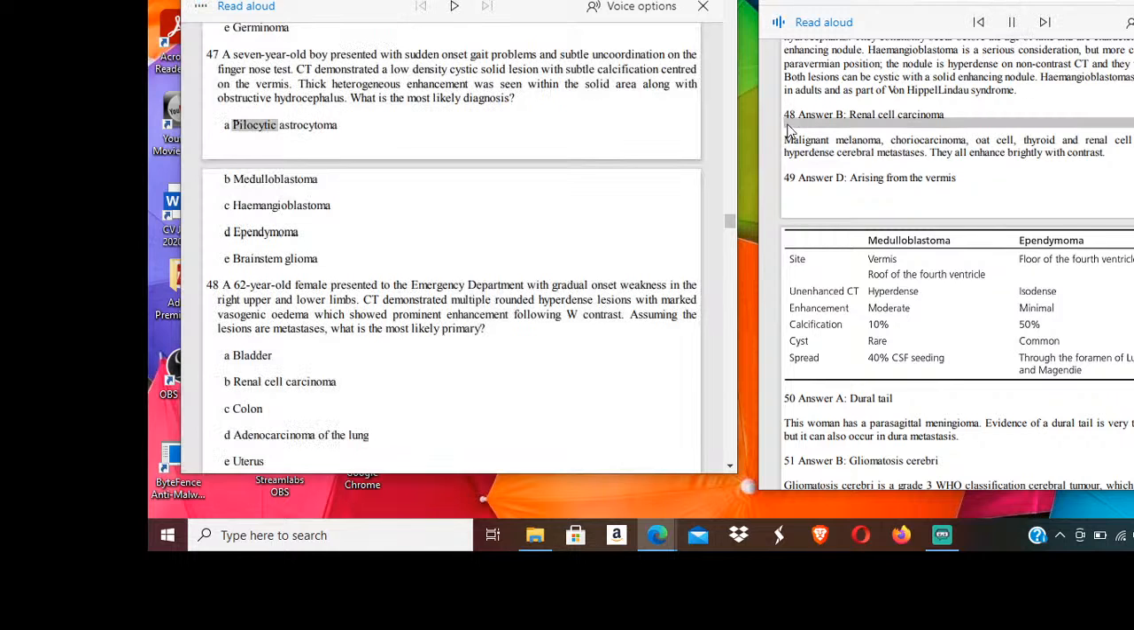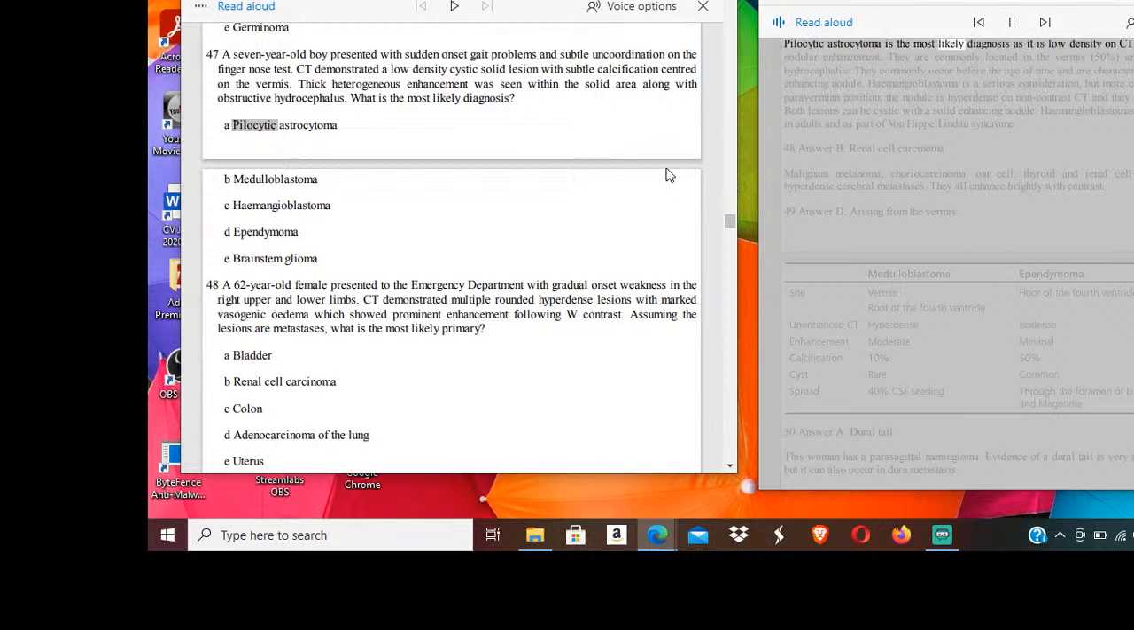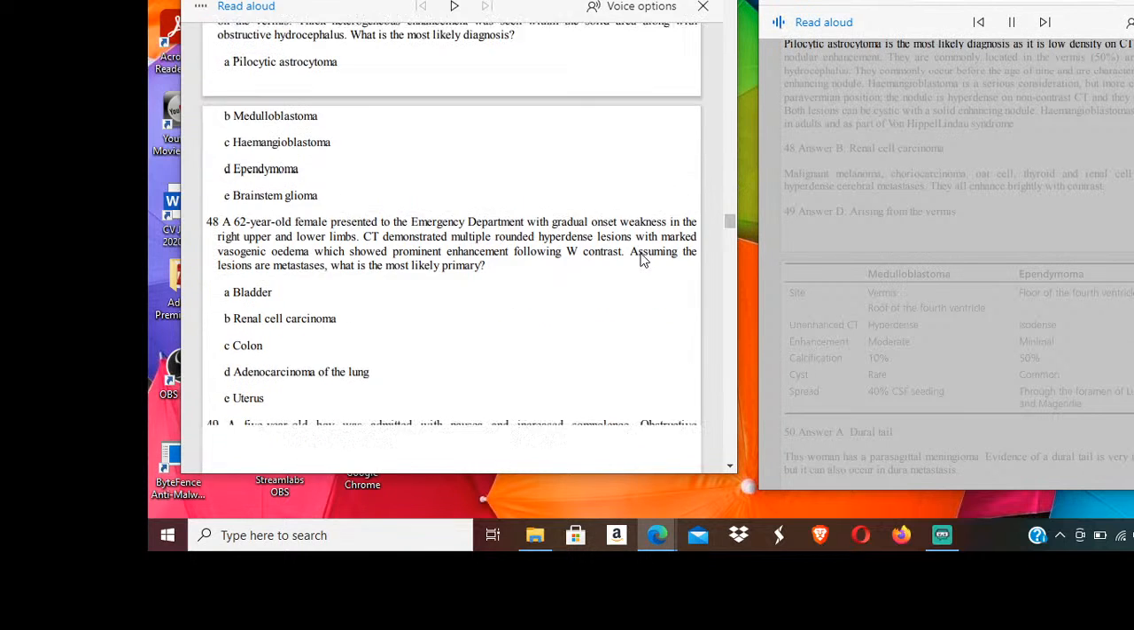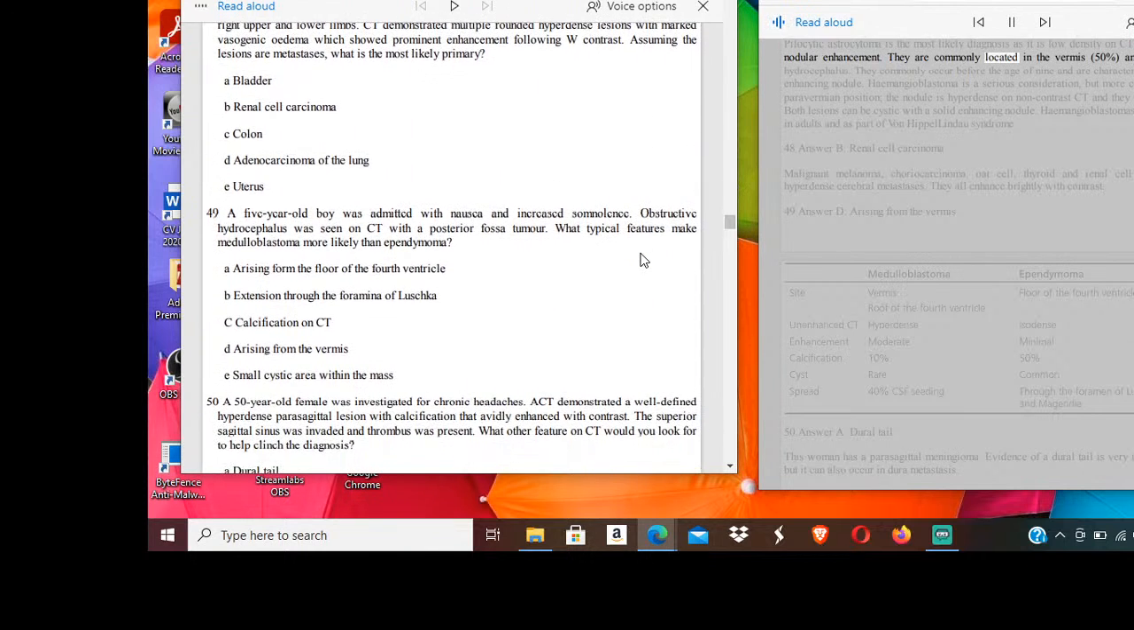A. Pilocytic astrocytoma is the most likely diagnosis, as it is low density on CT with calcification and nodular enhancement. They are commonly located in the vermis, 50%, and are complicated by hydrocephalus. They commonly occur before the age of 9, and are characteristically associated with an enhancing nodule.